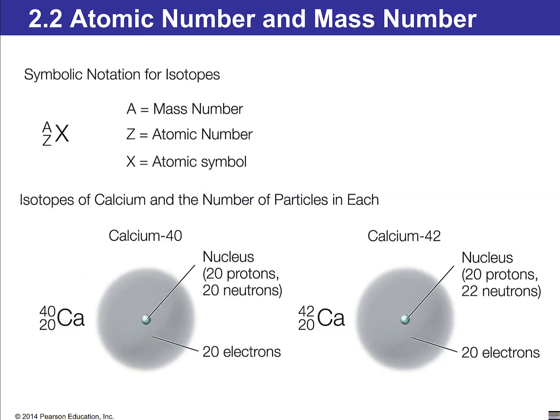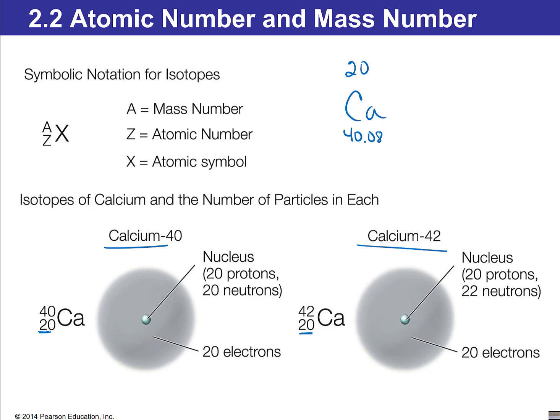So this is why calcium 40 and calcium 42 are both calcium, which means they both have an atomic number of 20. So they both have 20 protons and 20 electrons. Calcium 40 has 20 neutrons. Calcium 42 has 22 neutrons. So in writing them this way, you can specify the mass of a specific isotope versus just saying calcium in general. But again, when we look at calcium on the periodic table, we said it's 40.08.